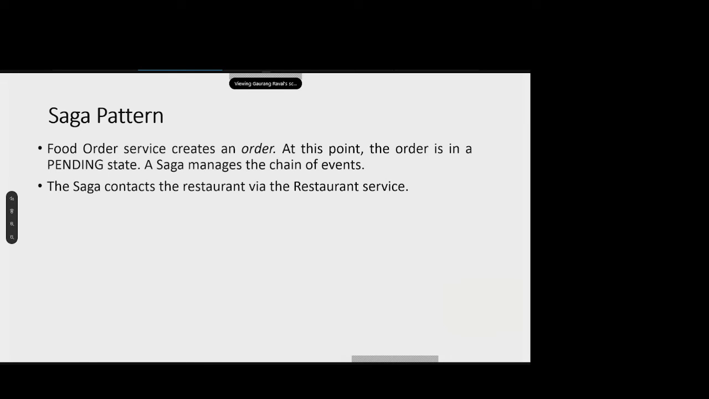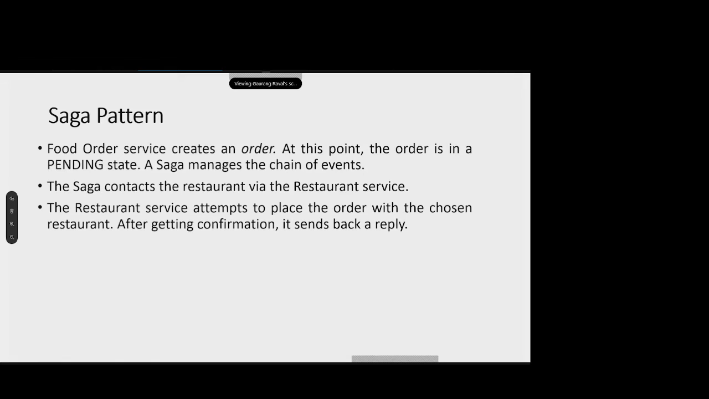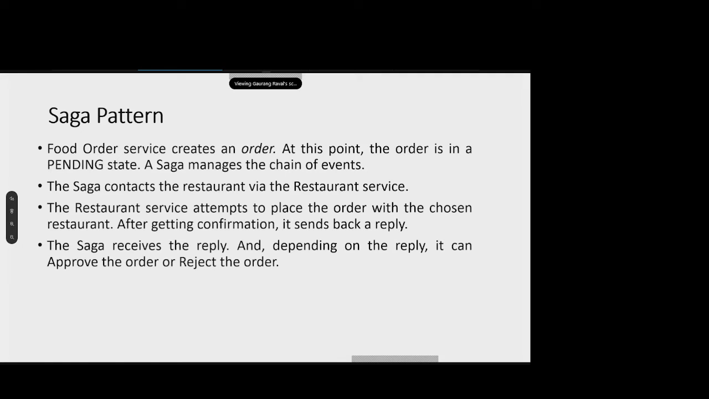For that, let's take an example. A food order service is creating an order, and the order is in a pending state till the time it is successfully completed. A Saga kind of object can be there, which will be managing your events. First, that object tries to contact the restaurant service, and the restaurant service will try to pick a particular restaurant, and then after the confirmation it generates an event. Once the object receives a positive reply, it can approve that particular order, or on a negative response, the order can be rejected.